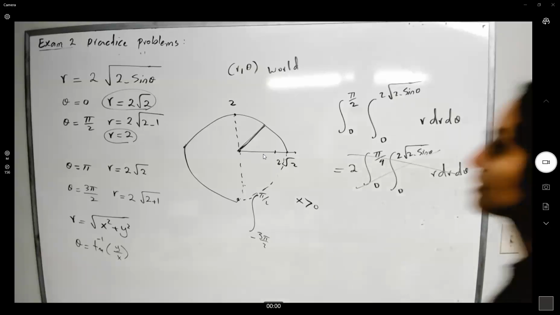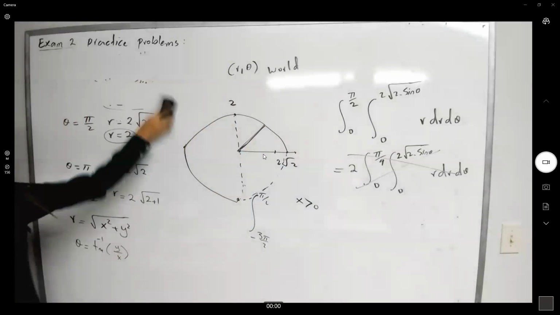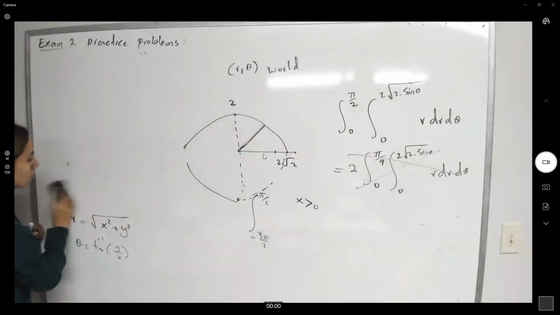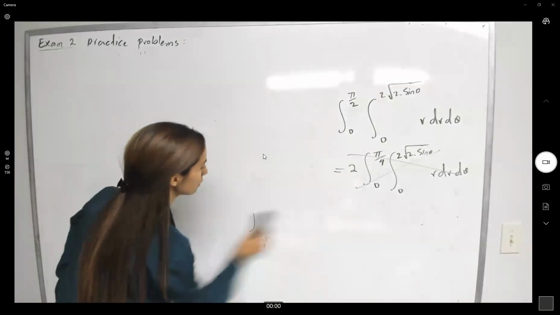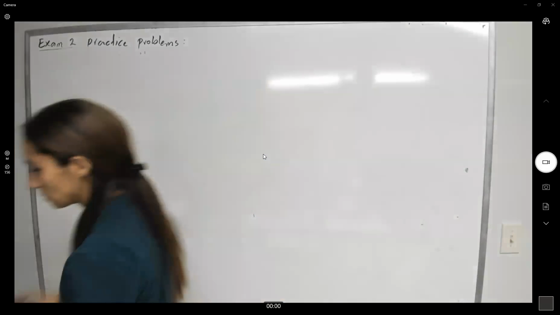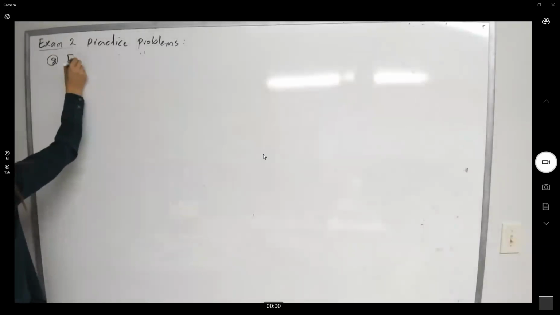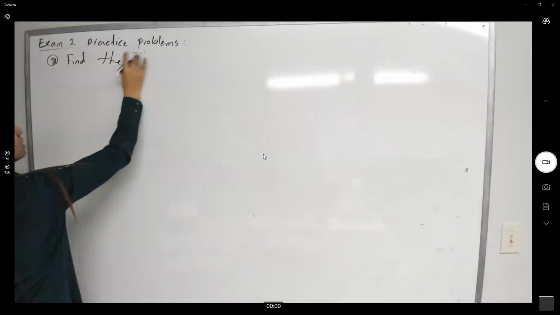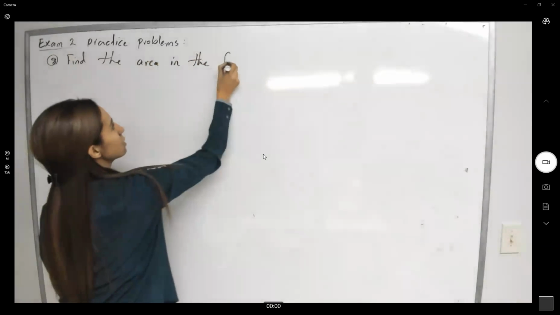So question 9 says, find the area of this object in the first quadrant. Question 9. Find the area in the first quadrant.